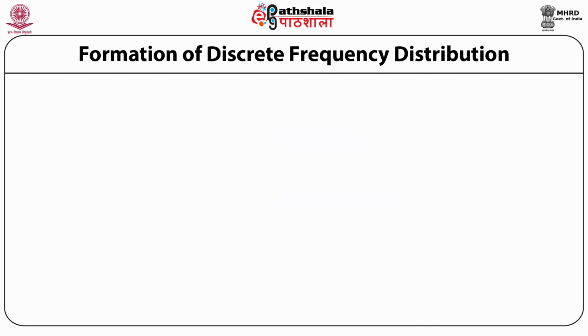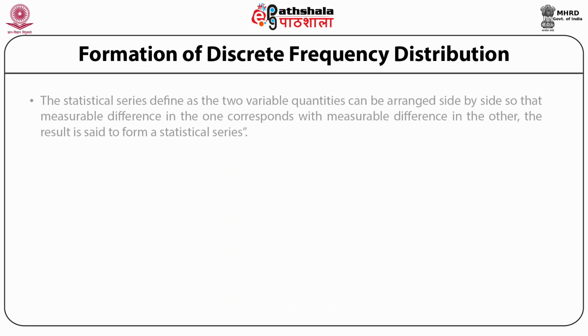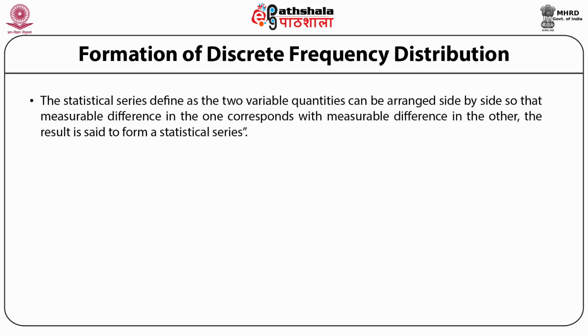Now the next one is formation of discrete frequency distribution. The statistical series is defined as: two quantitative variables can be arranged side by side so that measurable differences in the one correspond with measurable differences in the other. The result is said to form a statistical series. A statistical series may be either discrete or continuous.